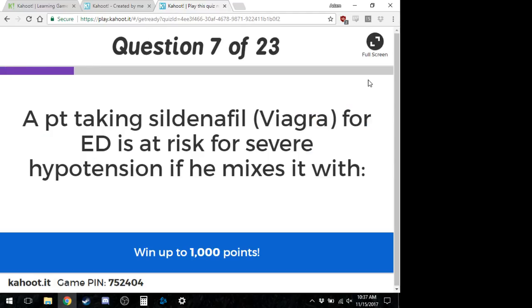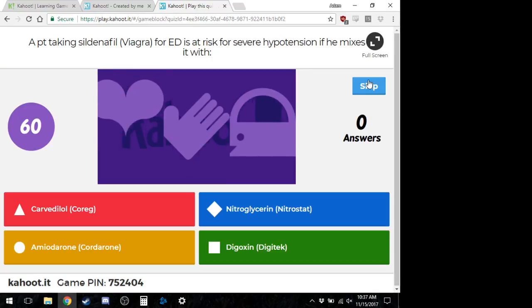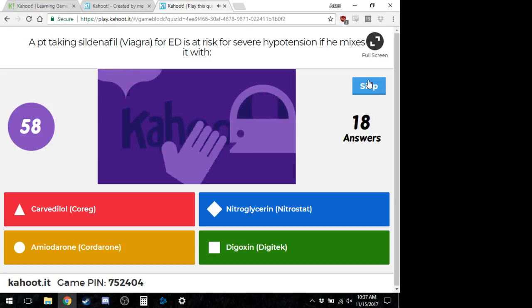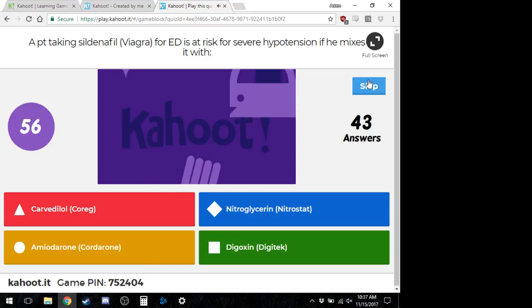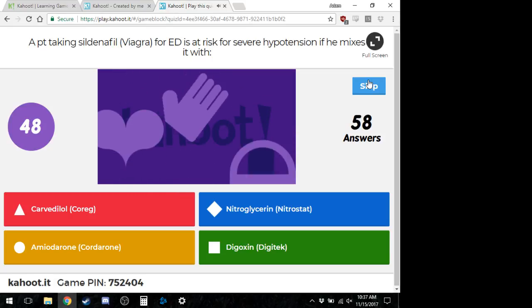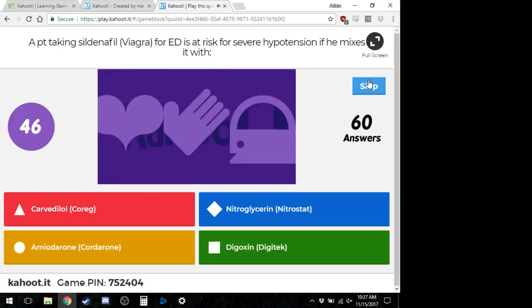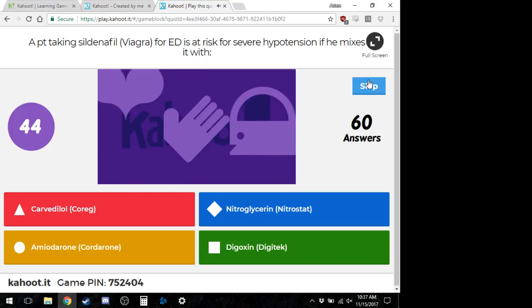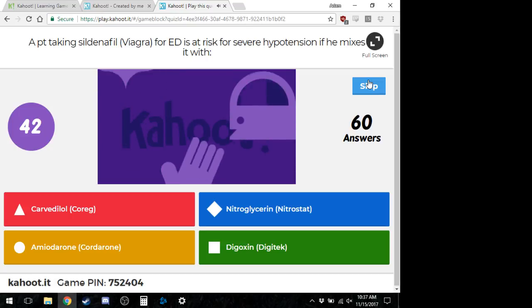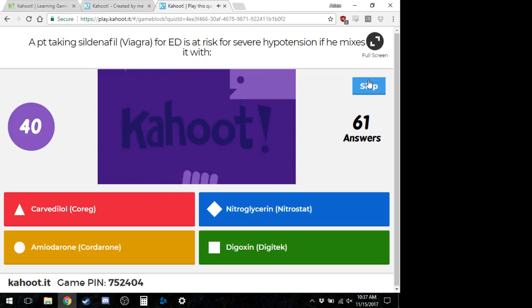A patient taking sildenafil or Viagra for erectile dysfunction is at risk for severe hypotension if he mixes it with? That should be pretty familiar. Oh, so everyone should get this one right. Nice.